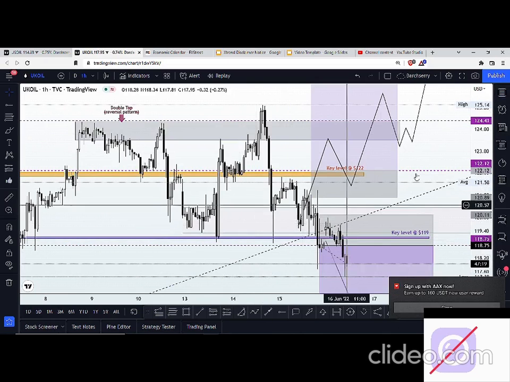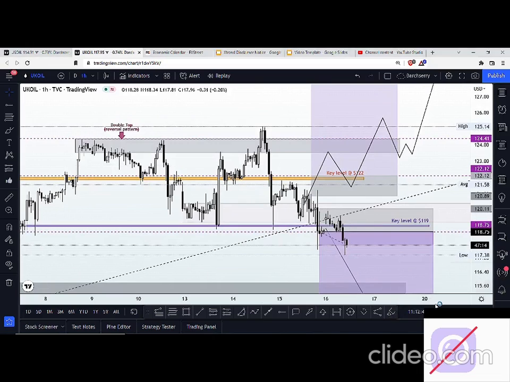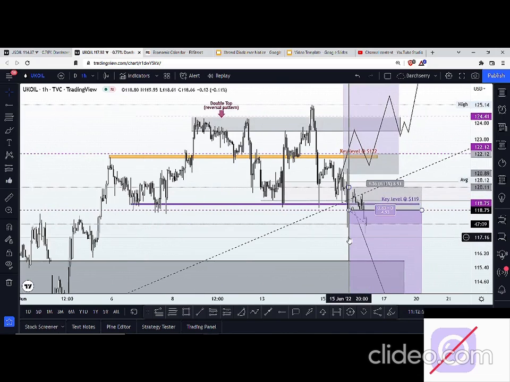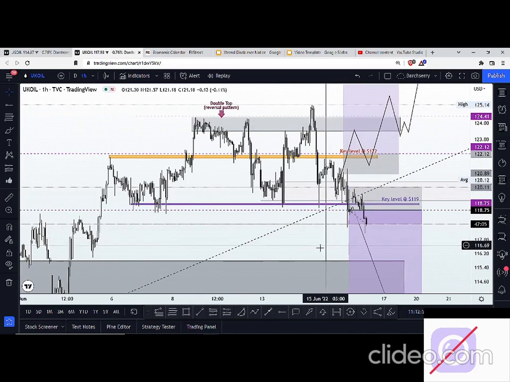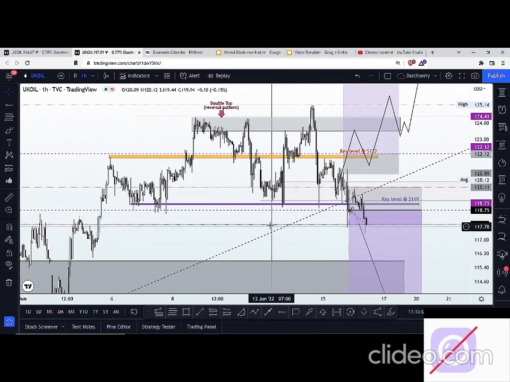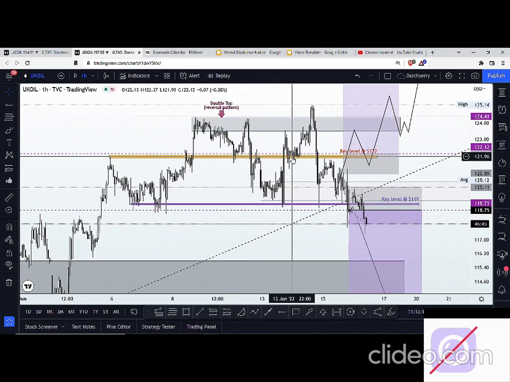So on the UK oil, we had two scenarios that we were looking out for during the yesterday live session, and in order to make things a little bit simpler for us, we had two key levels to work with. The first key level we had was the $119 area, and then we had the key level at $122. So, like I said, we had two scenarios.